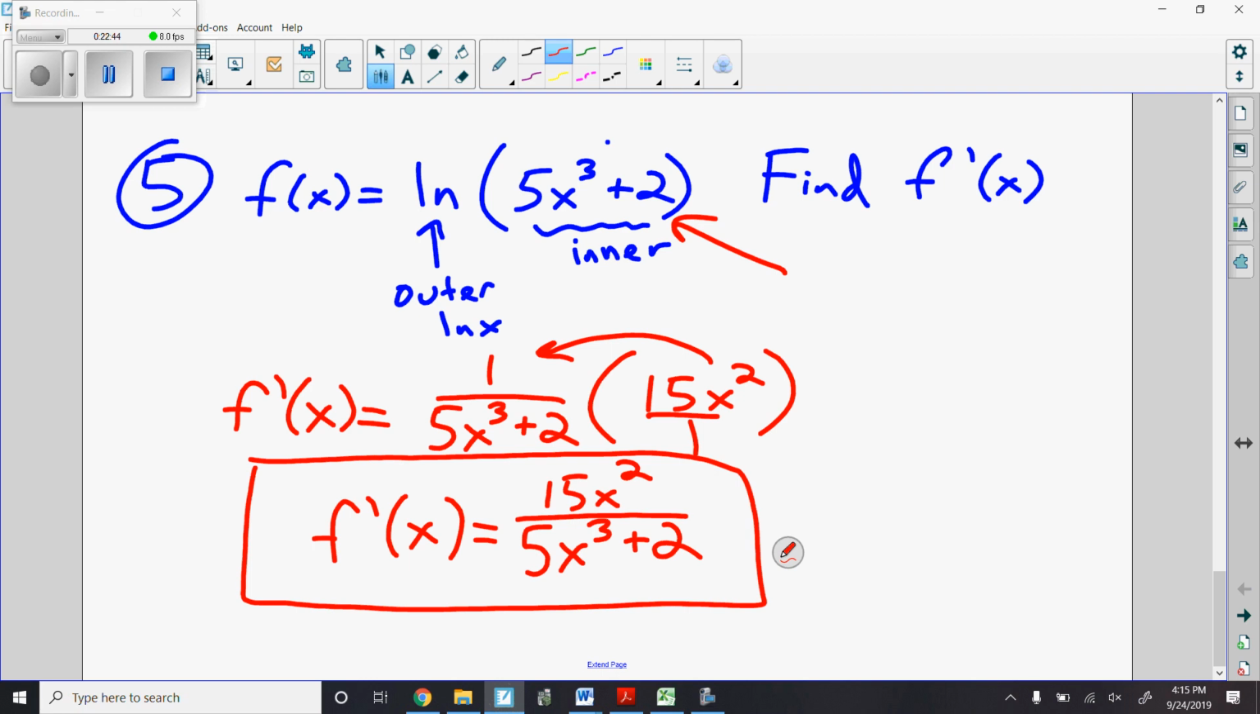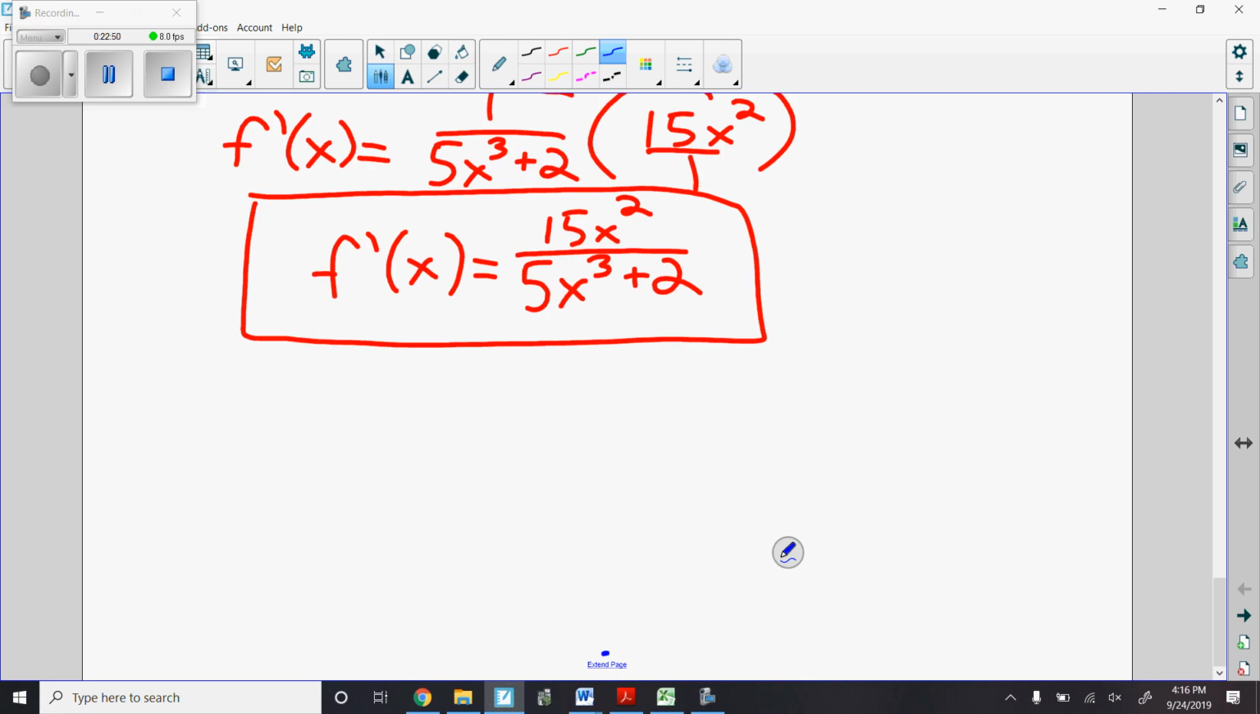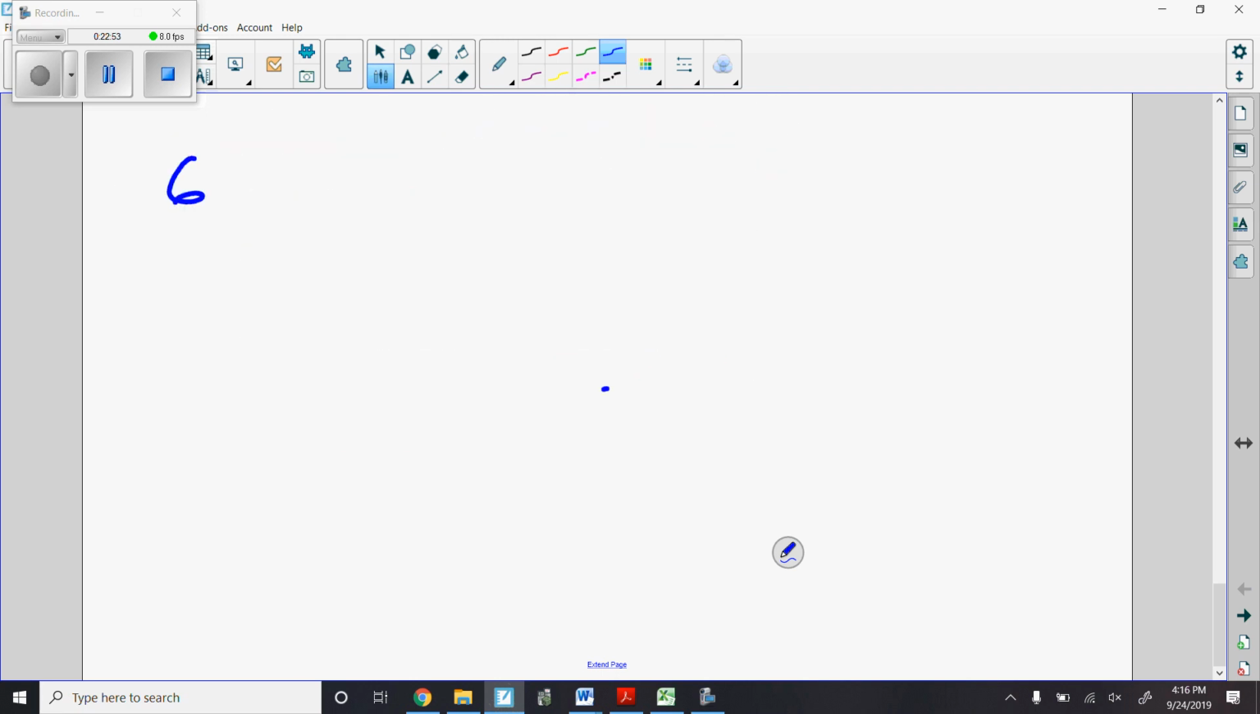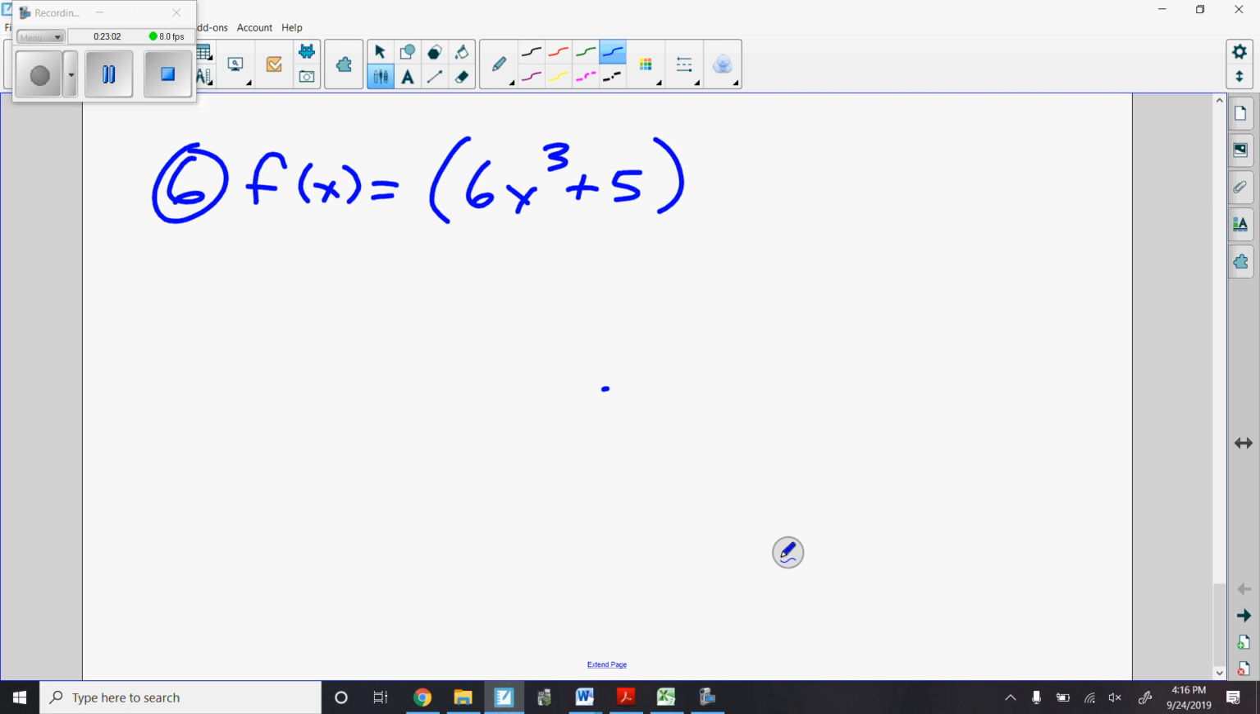Okay, last example for today. Why don't you just pause the video here and see if you can solve this one on your own. F of x equals 6x cubed plus 5, that whole quantity to the 4th power. Okay, we're back. Here's how I would do this one. I'd identify 6x cubed plus 5 as my inner function. My outer function is x to the 4th.